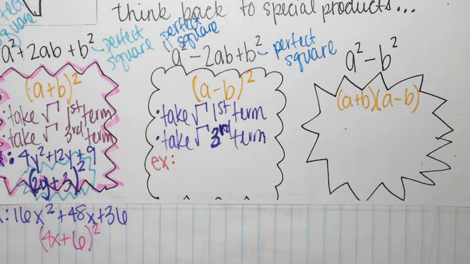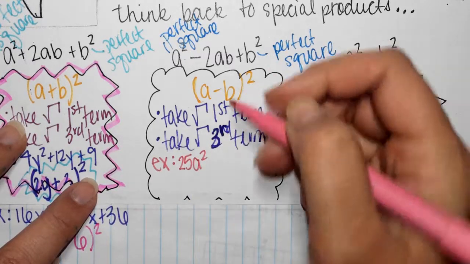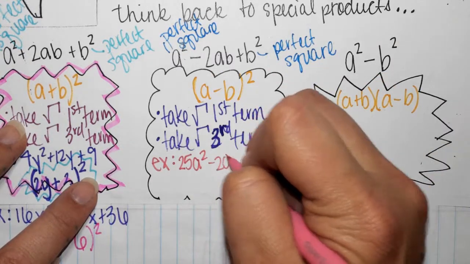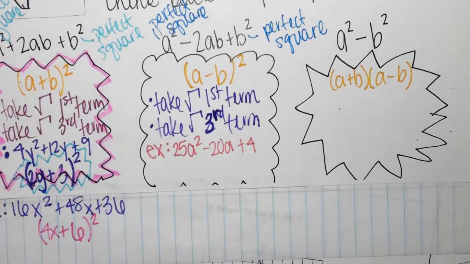All right, are you ready? Let's do... I need to mix it up. I'm tired of doing the same thing. 25a squared minus 20a plus 4. Now, are both the first and third term perfect squares? Yes. How do you know? Because 5 times 5 is 25, and 2 times 2 is 4. What about our a's? Is that important? Yes.